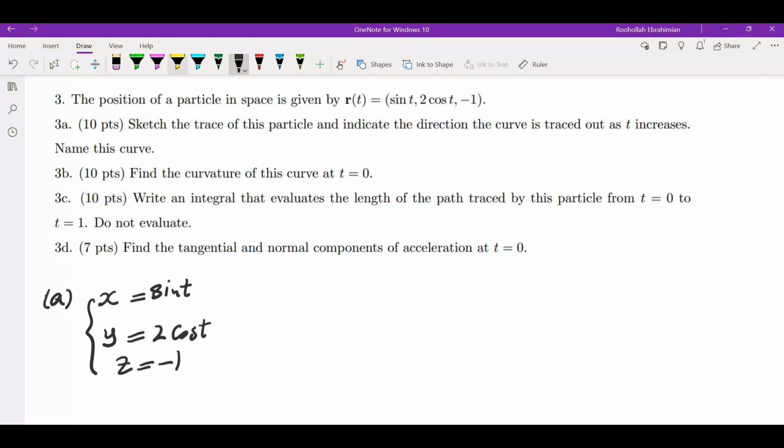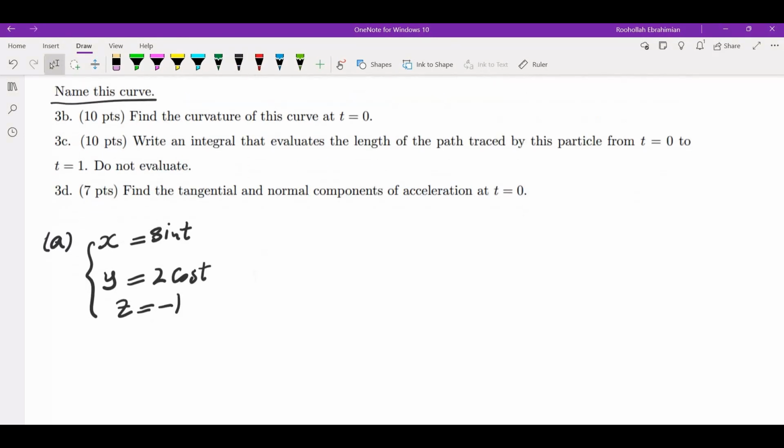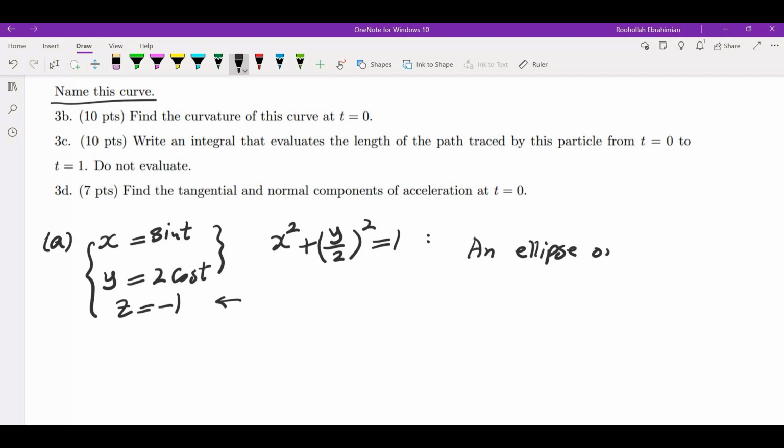And they also asked us to name this curve. Okay, so what does this tell us? This is x squared plus (y over 2) squared equals 1, which is an ellipse. So this is an ellipse and this is a plane. So what we have is an ellipse on the plane z equals -1.